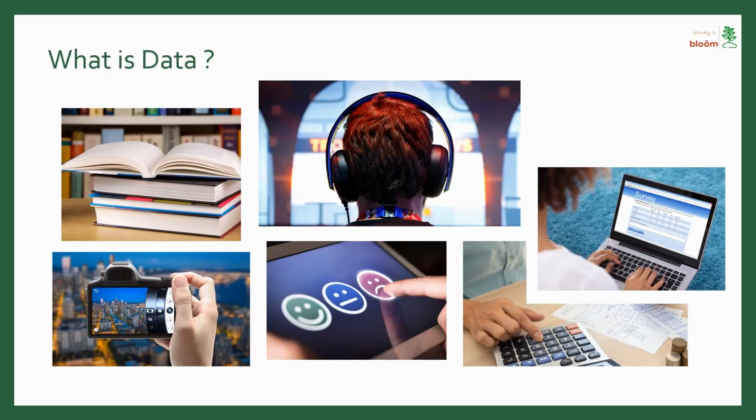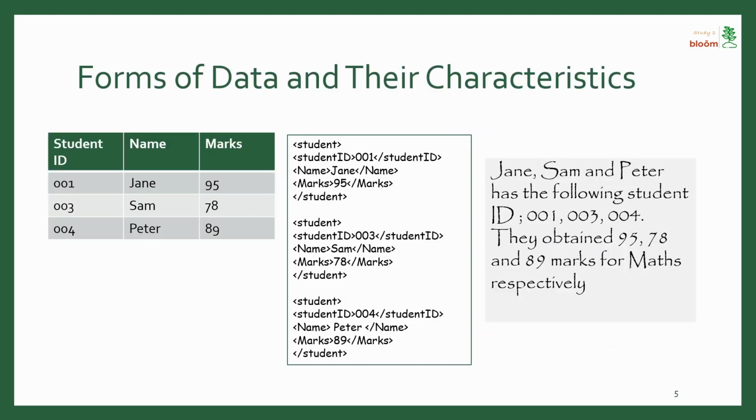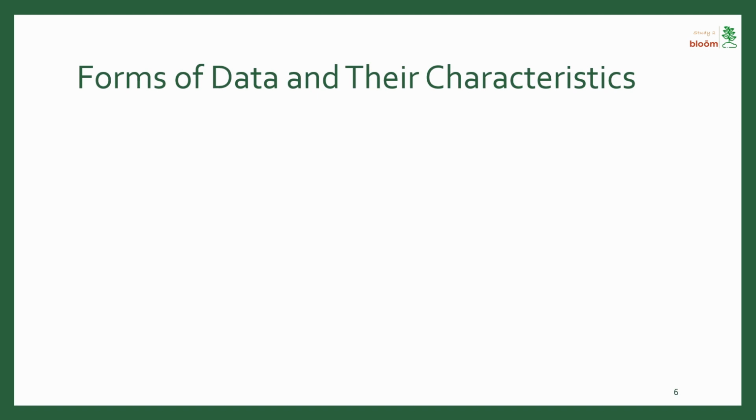What is data? Data can be taken from books, pictures, audio files, videos, reactions, or it can be printed materials such as bills, invoices. So, as you can see, there are different forms of data. Data can be in tables, paragraphs, or maybe as markup text.